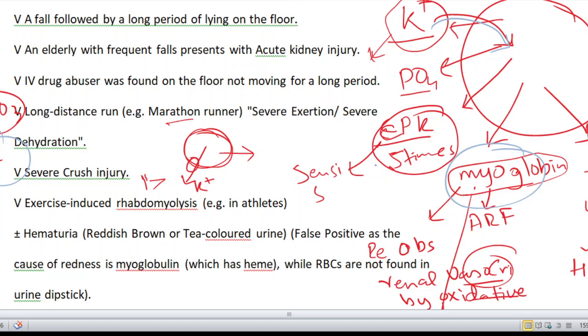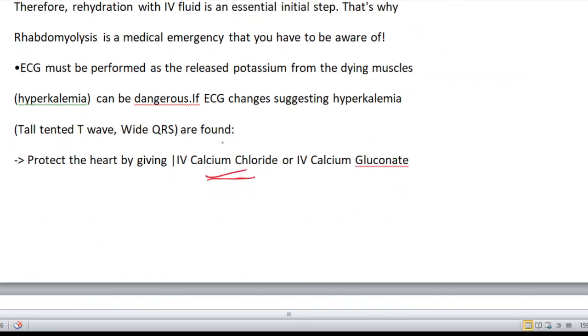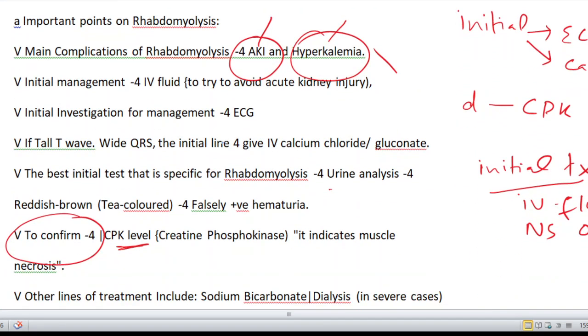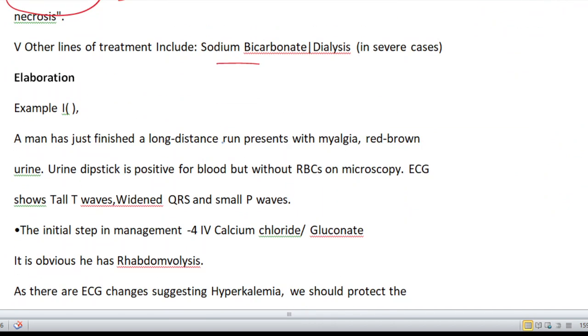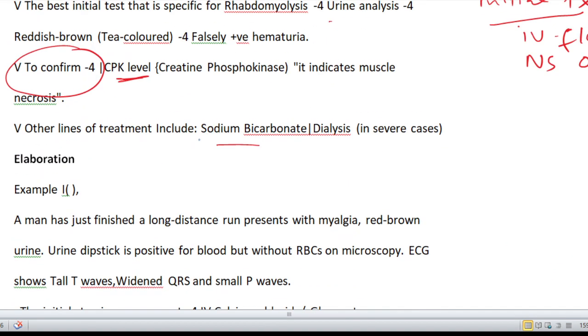Fluids decrease the duration of contact between the nephrotoxic myoglobin and the kidney tubules. It basically dilutes the myoglobin, so there is less contact time between the myoglobin and the tubules. So now you know all the things. Another line of treatment, and the end treatment, is dialysis.